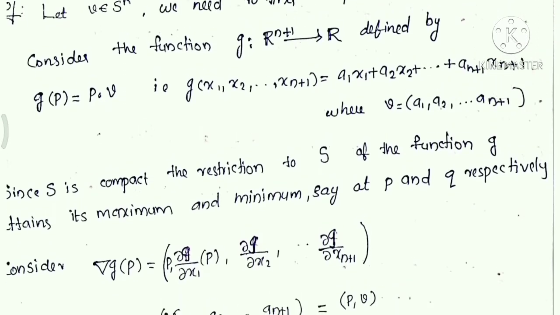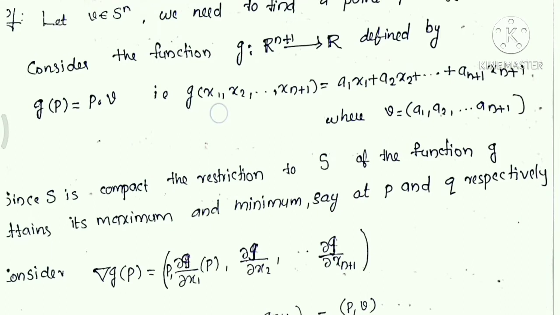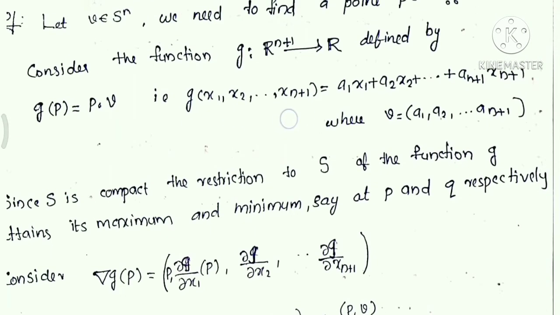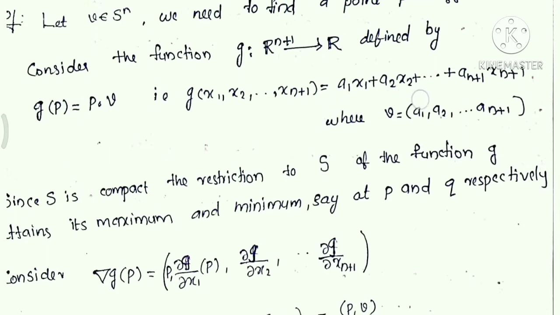That is, if v equals (a1, a2, etc., a_(n+1)), then g(x1, x2, etc., x_(n+1)) is equal to a1 x1 plus a2 x2 plus etc. plus a_(n+1) x_(n+1), where (x1, x2, etc., x_(n+1)) belongs to R^(n+1).